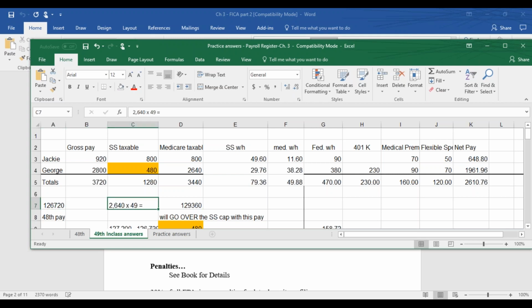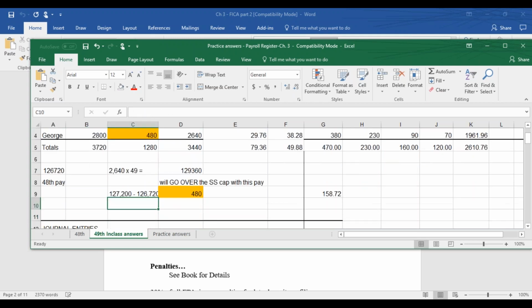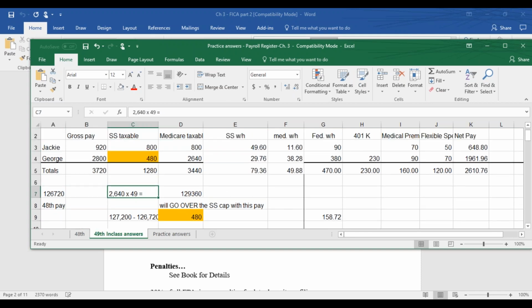Now for the 49th pay, this may be the easiest way. Take the 126,720 and add in our most recent pay of 2640. So we take the 126,720, our previous 48th pay, add in the 2640, and when you do that, you'll get 129,360. That goes over the cap. That's all I want to answer there for step one.